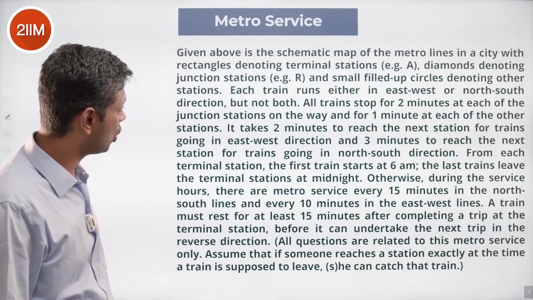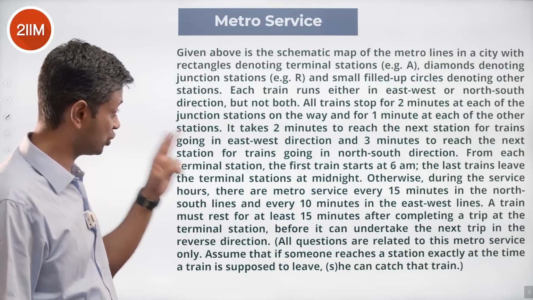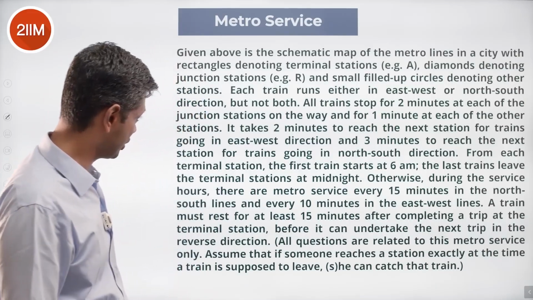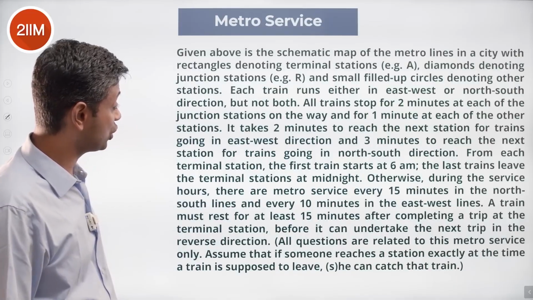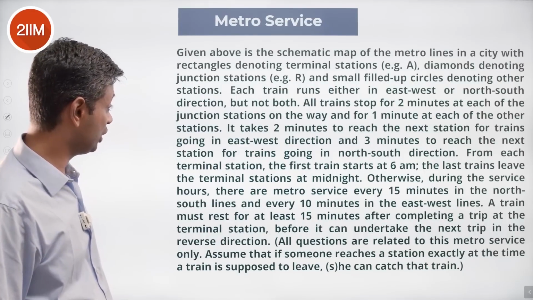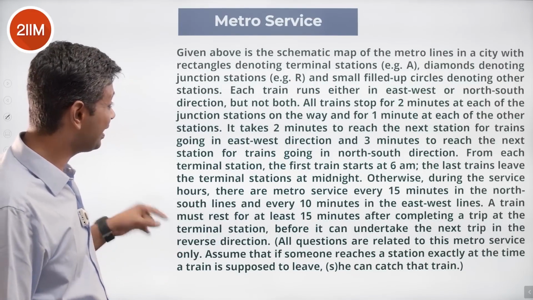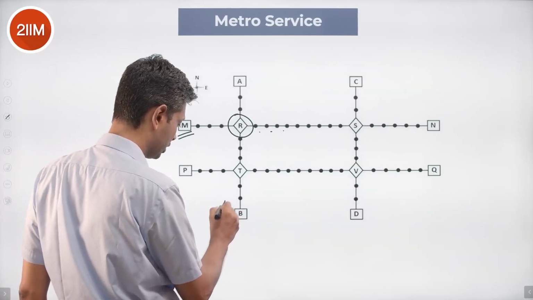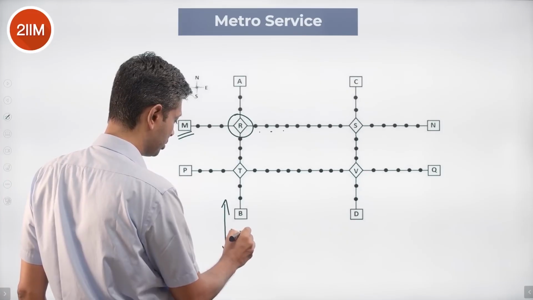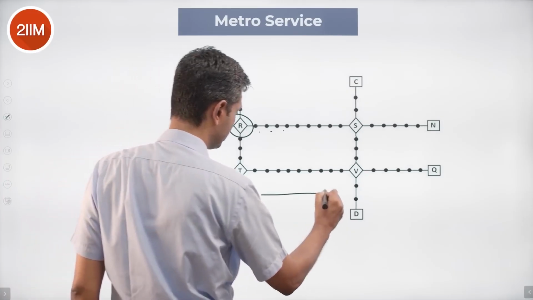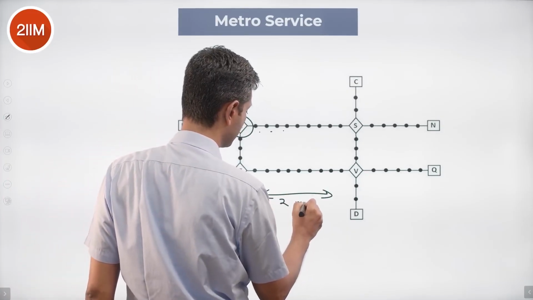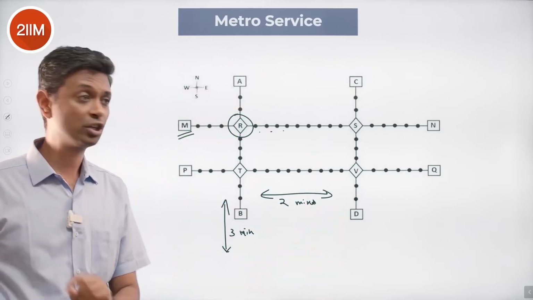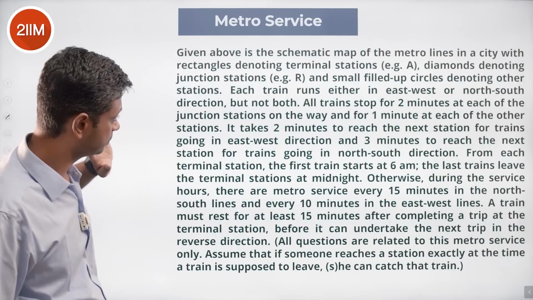All trains stop for 2 minutes at each of the junction stations on the way, and 1 minute at each of the other stations. It takes 2 minutes to reach the next station for trains going in the east-west direction, and 3 minutes for the north-south direction. So in this direction, it is 3 minutes between stations. In this direction, it is 2 minutes between stations. 1 minute stop at normal stations, 2 minutes at junction stations.